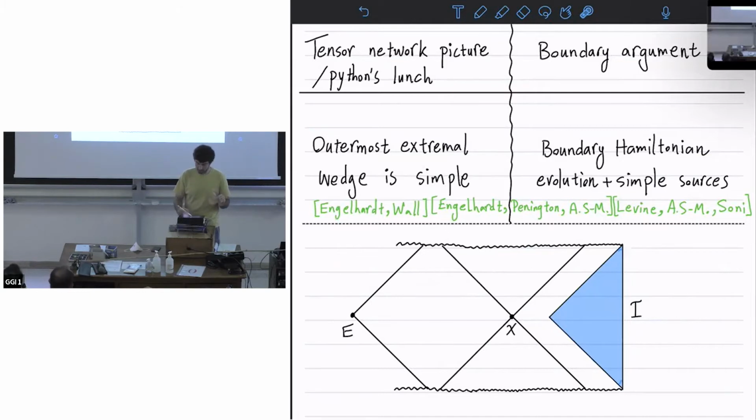The argument is that the outermost quantum extremal wedge can be accessed by performing boundary time evolution plus simple sources that push the horizon out and limit it to the outermost quantum extremal wedge. So therefore, reconstruction within the outermost quantum extremal surface is a sophisticated version of HKLL, which only involves time evolution on the boundary, and is therefore expected to be polynomially complex because the amount of time evolution isn't large.